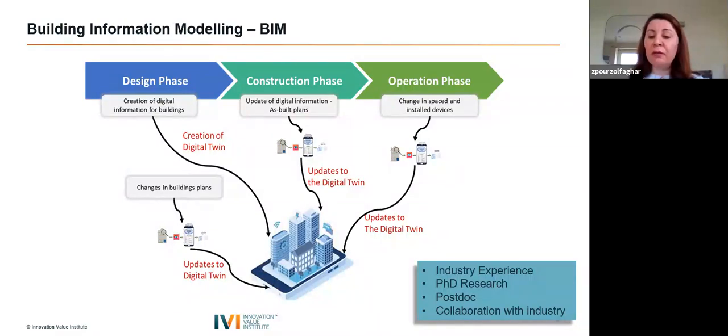Then over the duration of my postdoc, which was in DCU under the supervision of Marcus Helford, I worked with some industry partners related to this topic. We also had some collaboration and publications with industry related to this. At the moment, I'm based in Maynooth University, collaborating with industry, and under the umbrella of IVI we are working together with industry partners. I'm going to explain a little bit more about this.